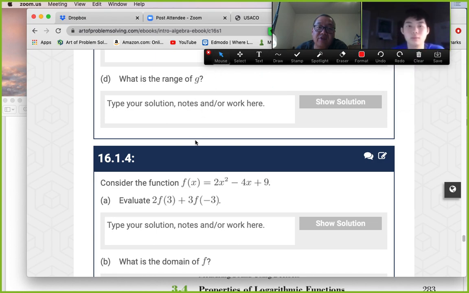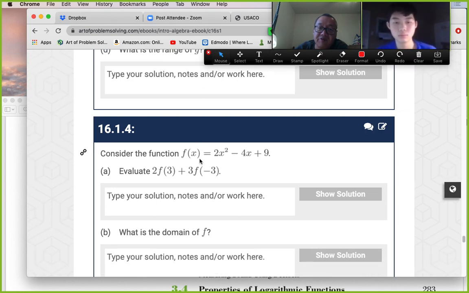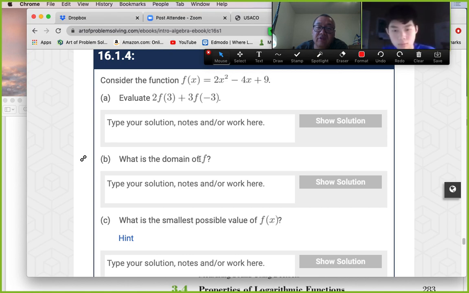Okay, now let's go to number 4. Can you read this number 4? Consider the function f of x equals 2x squared minus 4x plus 9. Evaluate 2 times f of 3 plus 3 times f of negative 3. Okay, then you can write on my screen how you calculate this.